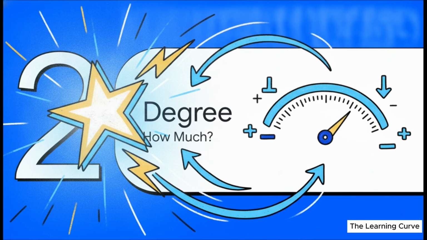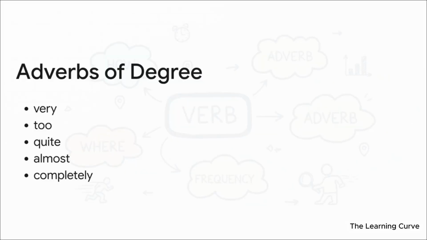Moving right along to section 2, degree, how much? These are the adverbs that let us totally control the intensity of our sentences. We've got some really common examples here: very, too, quite, almost, and completely. I want you to think of these words exactly like volume dials on a speaker. You can use them to strengthen a meaning, cranking that volume all the way up, or you can use them to weaken a meaning and turn the volume down. They are all about giving your statements that perfect touch of nuance.